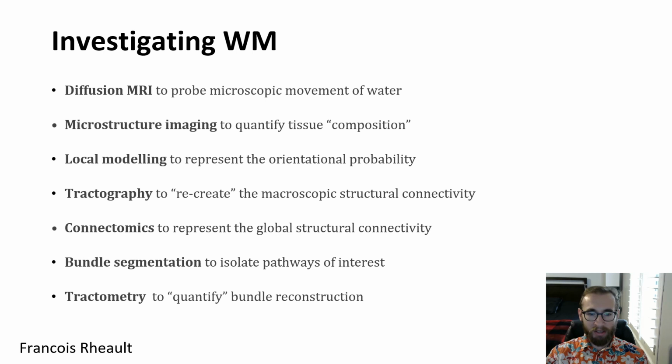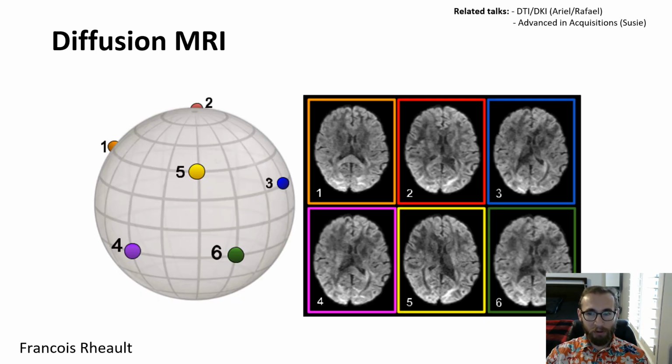Bundle segmentation is the act of delineating or segmenting pathways of interest. And tractometry is an attempt to quantify the bundle reconstruction that we just performed, at a population level or for a group comparison. So all of these steps are different ways of using diffusion MRI. Some people specialize in one of these steps or a few of them. So if you have different questions, it's important to ask the right person. That's why during the presentation, I will try to point toward the right speaker for each small overview.